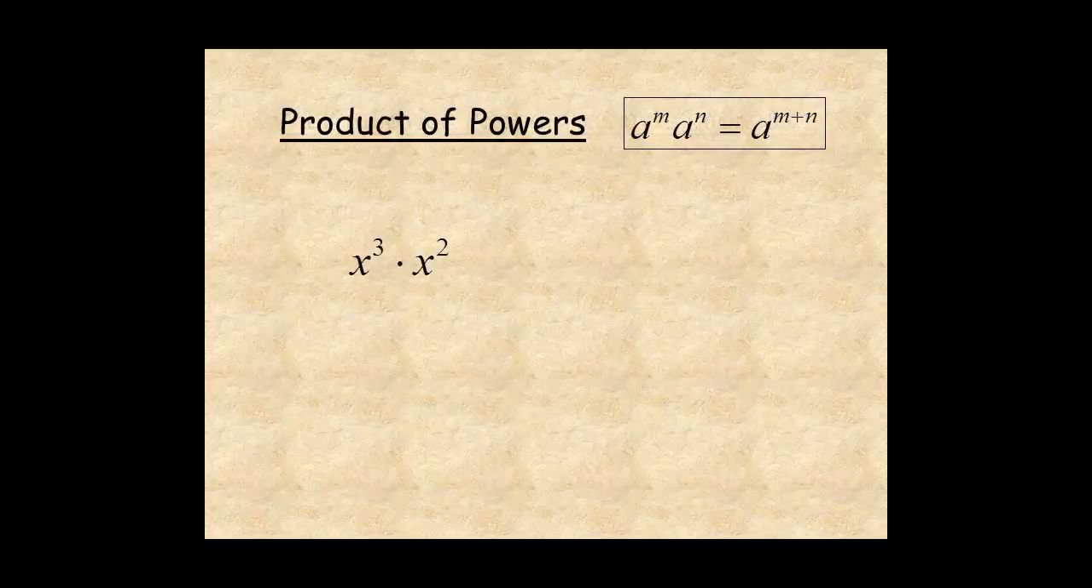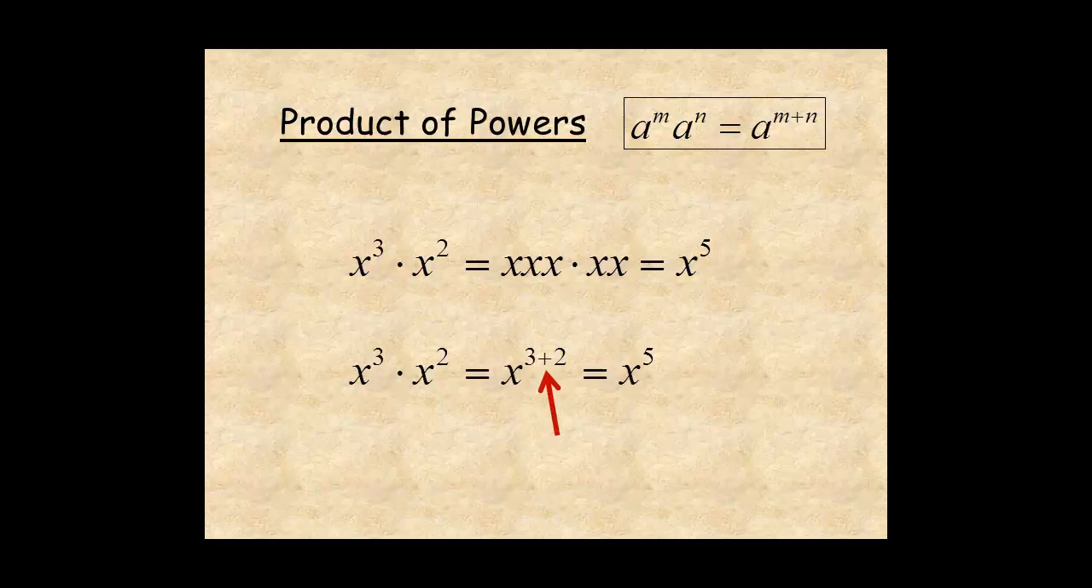This example helps you understand the rule for a product of powers. The expression x to the 3 times x to the 2 means 3 factors of x times 2 factors of x, which adds up to 5 factors of x. So it makes sense that you would add the exponents, 3 plus 2, for a total of 5 factors of x.